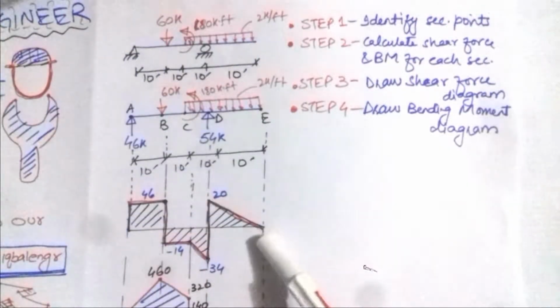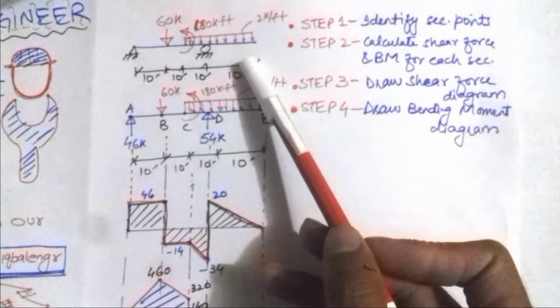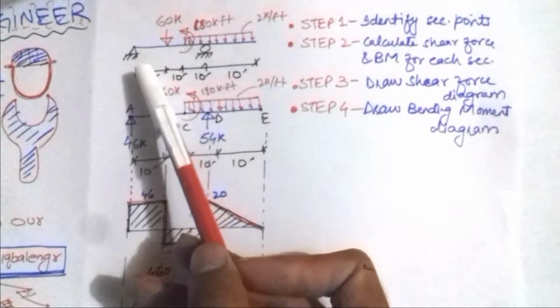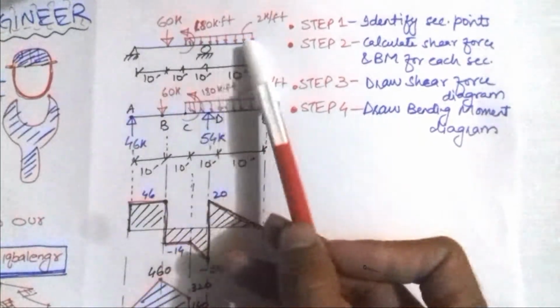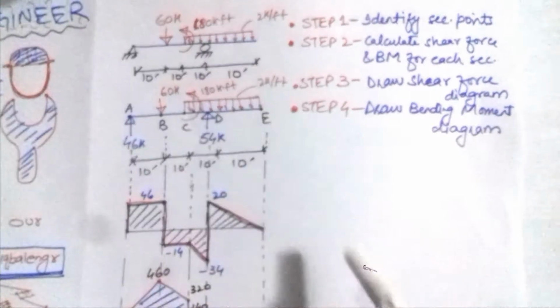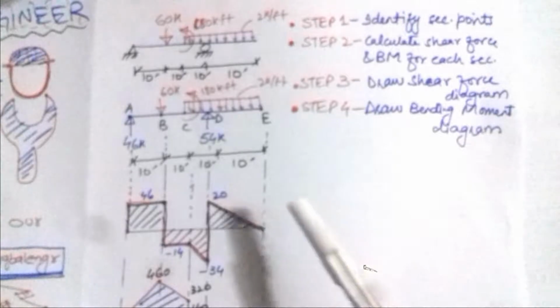So basically we have a propped cantilever beam. The propped cantilever beam is a combination of a simply supported beam and a cantilever section. If you don't know what a propped cantilever beam is, you can log on to imcivilengineer.com, where I have written an article about different types of beams.